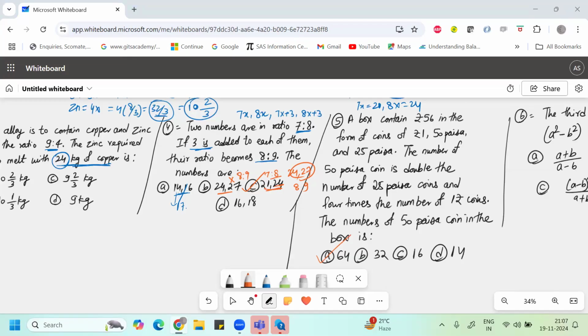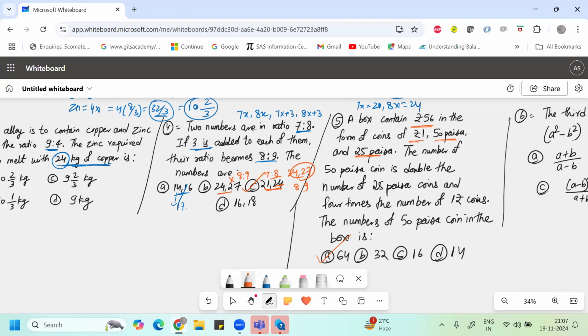So a box contains 56 rupees in the form of 1 rupee, 50 paisa and 25 paisa coins. What you can do is convert 1 rupee into 100 paisa. I think everyone knows this part. So here, in this question, it was given that you have 56 rupees altogether, and then you have 1 rupee, 50 paisa and 25 paisa coins. I believe everyone knows that 1 rupee is equal to 100 paisa.